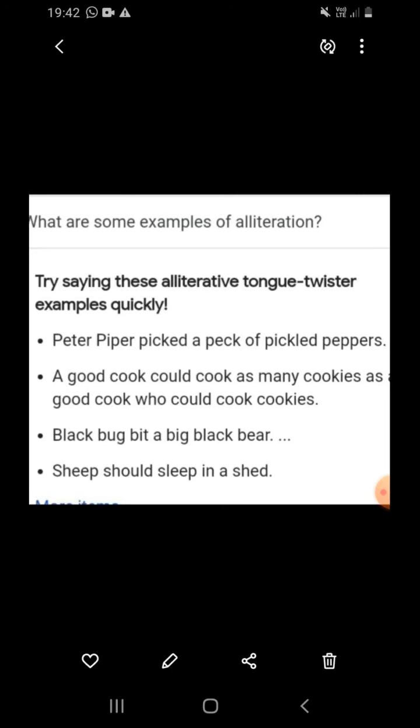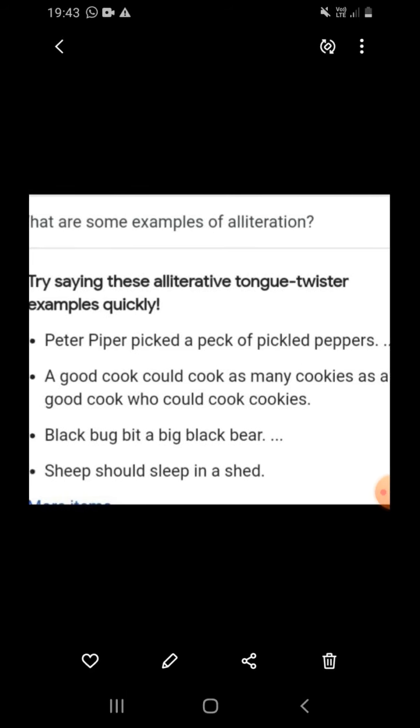Then next example, black buck beat a big black bear. Black B, buck B, beat B, a big B, black B, bear B. The B letter sound is frequently repeated. The next example, sheep should sleep in a shade. In this line, sheep S, should S, sleep S, in a shade S. The S letter is repeated again and again here. In these lines, it is the alliteration figure of speech.